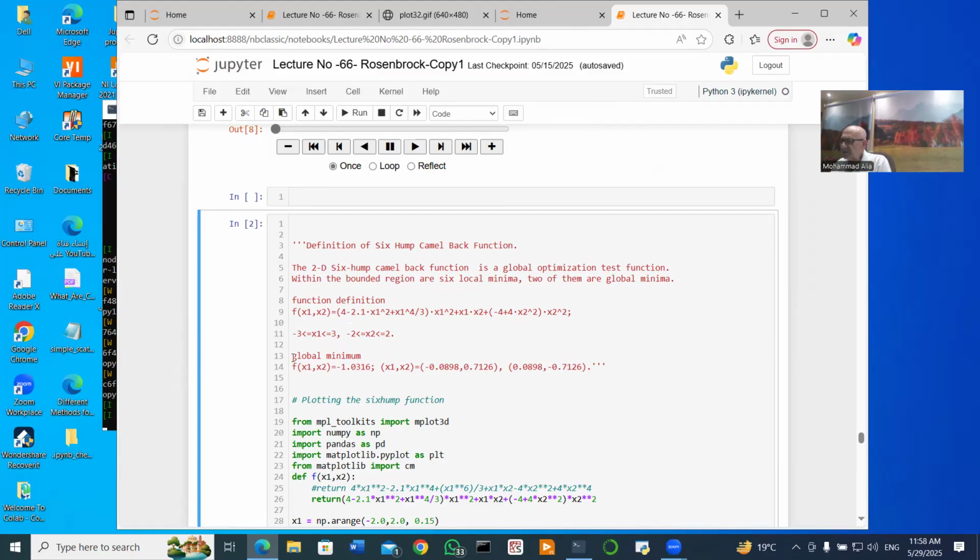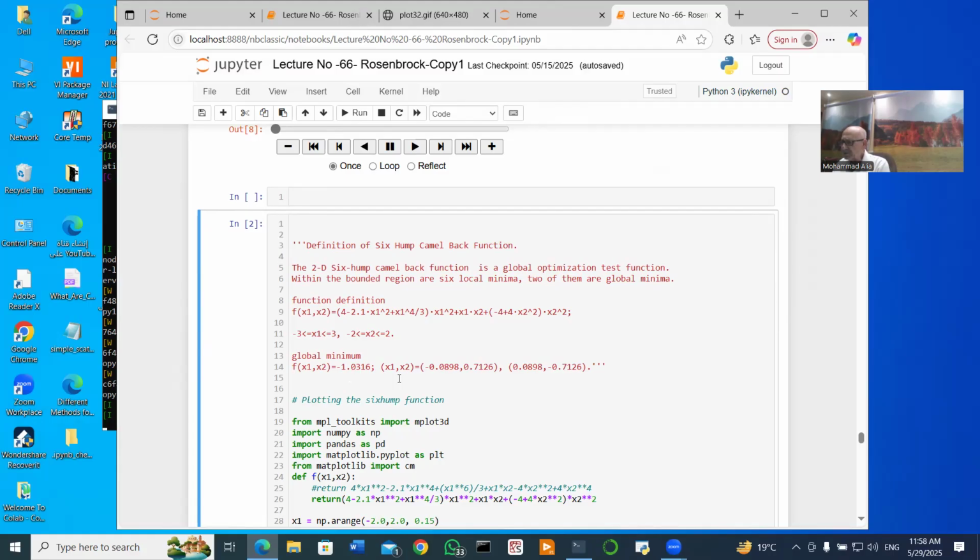The minimum values of this function are 6. Two of them are global. The global minimum value of both is the same and equal to -1.0316. It is really a very specific value.